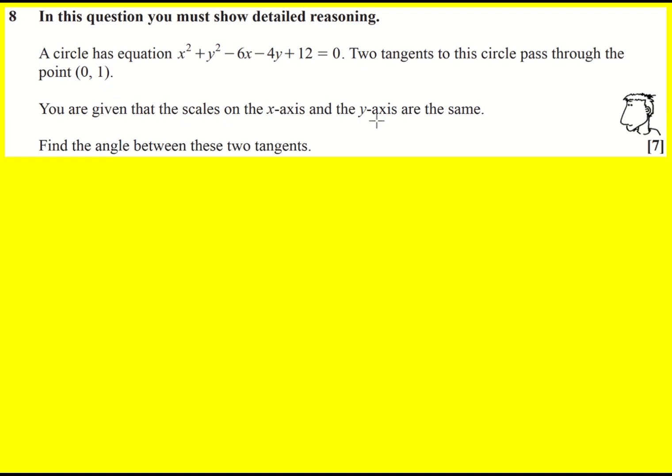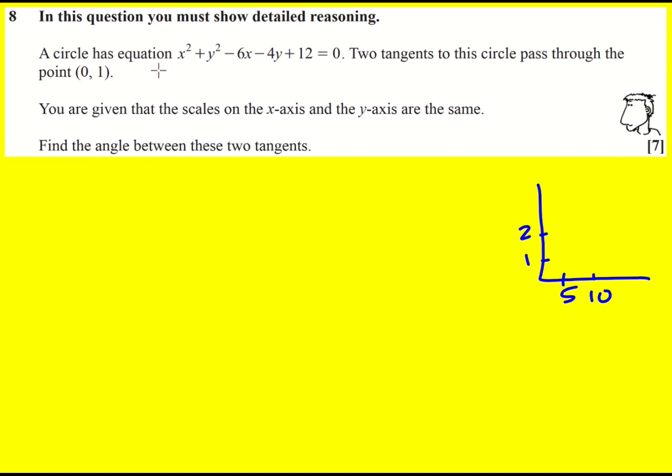We're given that the scales on the x and y axes are the same. So it's not like the x-axis is going up in fives, like this is 5, 10. This is only going up by 1 for every little bar. They're going to be the same because that's going to affect the angle ultimately.